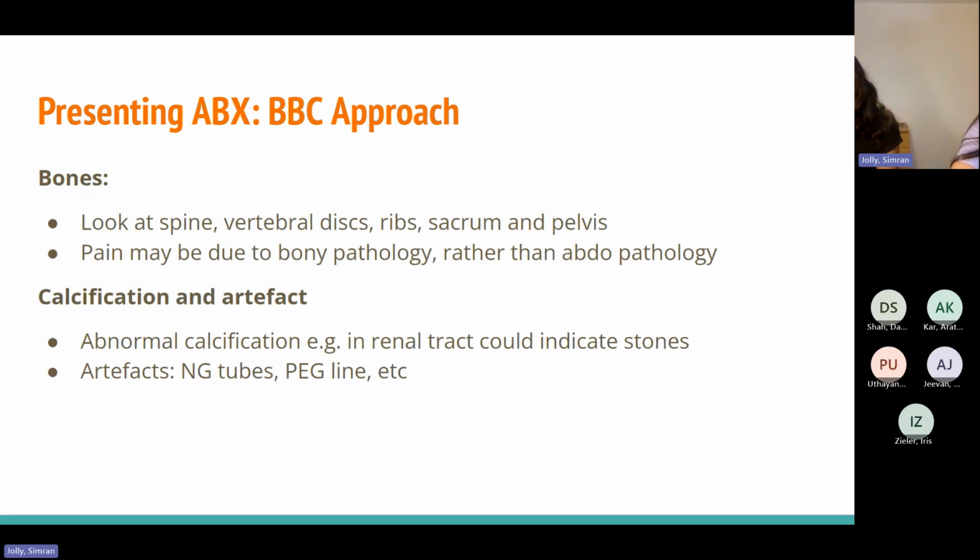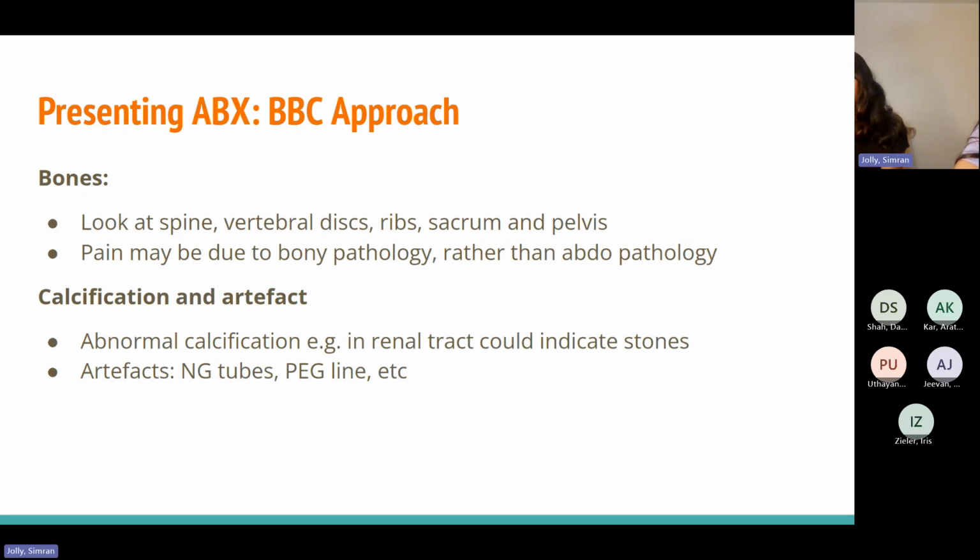So now moving on to the second B, which is bones. So you're looking at the spine, the vertebral discs, ribs, sacrum, the pelvis. You might be able to see some kind of pathology unrelated to gastro. So it might be osteoarthritis, some kind of fracture, any bony mets you might be able to see, and again, pancreatitis-looking calcifications.